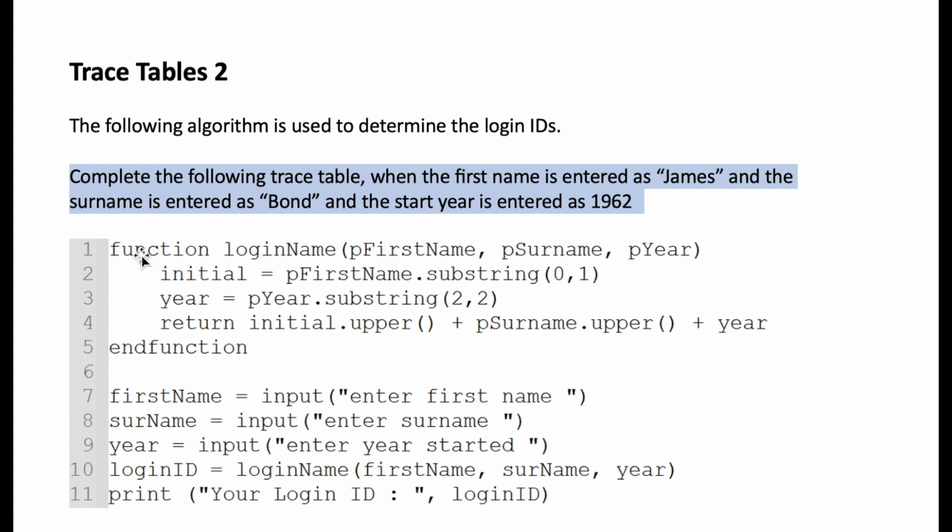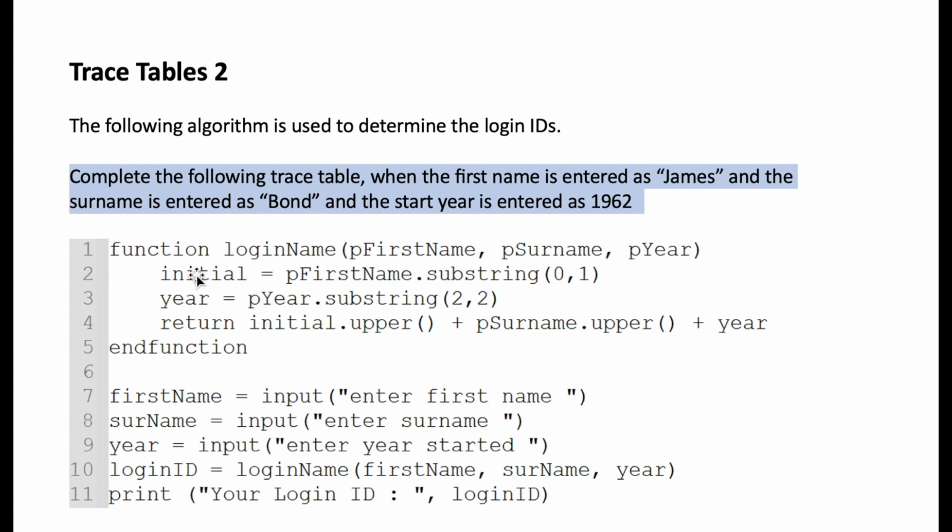We've been given the code for the program, so let's first of all talk us through the actual source code itself. In lines 1 to 5, you can see a function declaration. The function is called login name, and it takes three parameters: parameter first name, parameter surname, and parameter year. It declares a local variable called initial. Remember, local variables are only accessible during the execution of the function itself.